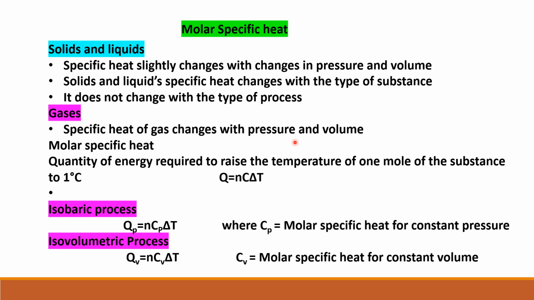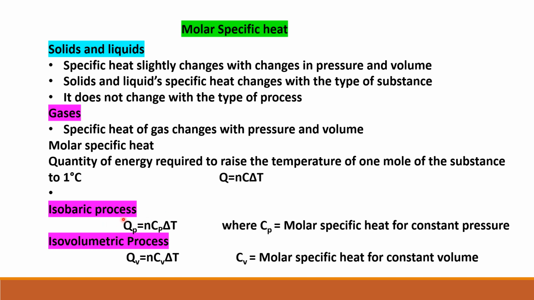If we compress the gas, the pressure increases. If we expand the gas, the volume increases. So volume and pressure play a major role in the specific heat capacity of a gas. So next is molar specific heat. Molar specific heat is the quantity of energy required to raise the temperature of 1 mole of the substance by 1 degree Celsius. Q = n C ΔT. n is the number of moles of the substance, C is the specific heat, ΔT is the change in temperature. So here we are using two types of process.